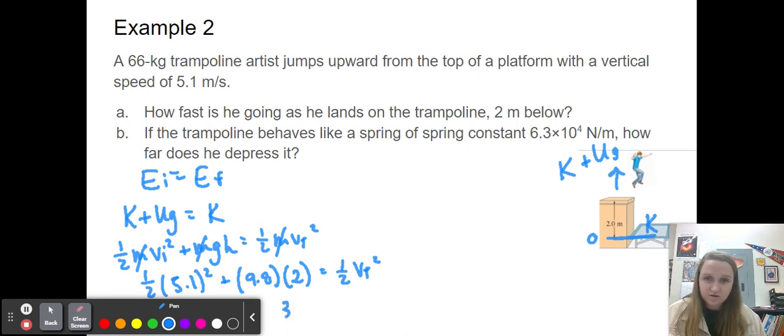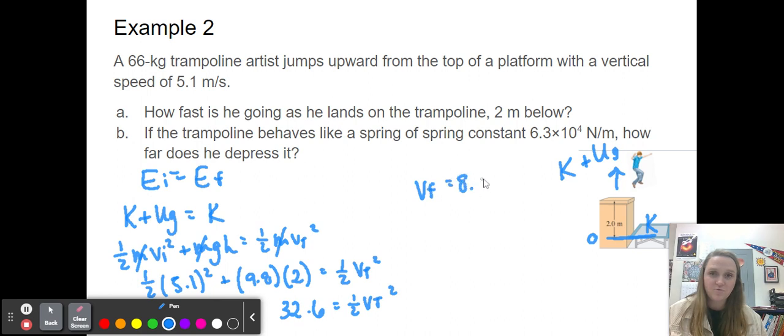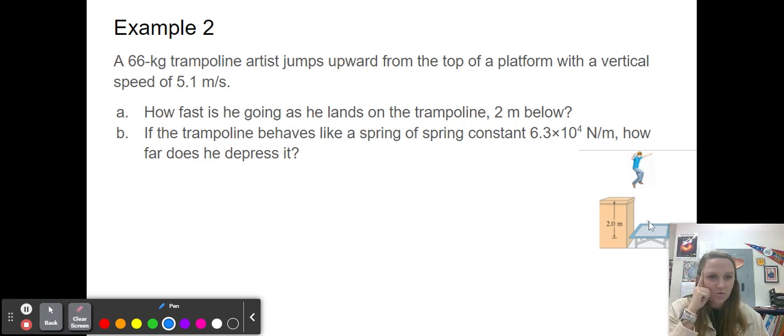This side of the equation gives me 32.6 equals 1/2 vf squared. We're going to multiply each side by 2, and then we're going to square root it. So this gives me a final velocity of my person of 8.07. So you could just say 8 meters per second, which checks out. I sped up as I went down. Great. Now I'm going to remember that 8.07. I'm going to clear my screen real quick because we know at this moment he's going 8.07 meters per second.